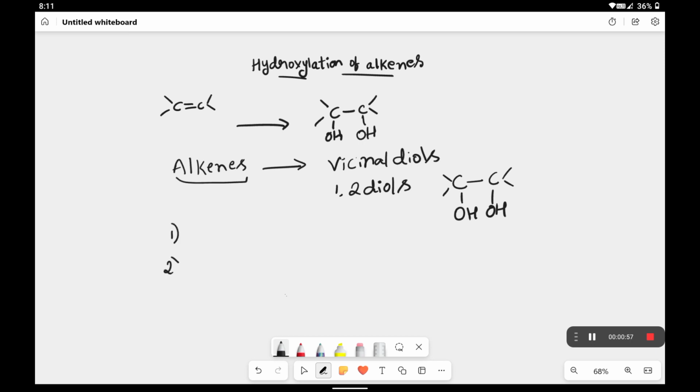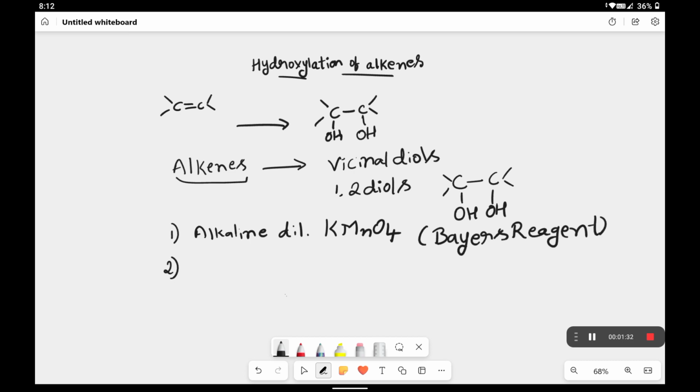There are plenty of hydroxylating agents available, but here we are going to discuss two reagents. That is alkaline dilute potassium permanganate, also called Bayer's reagent. We use Bayer's reagent in qualitative organic analysis. Bayer's reagent is nothing but alkaline 1% KMnO4 solution. This is one of the easily available reagents.